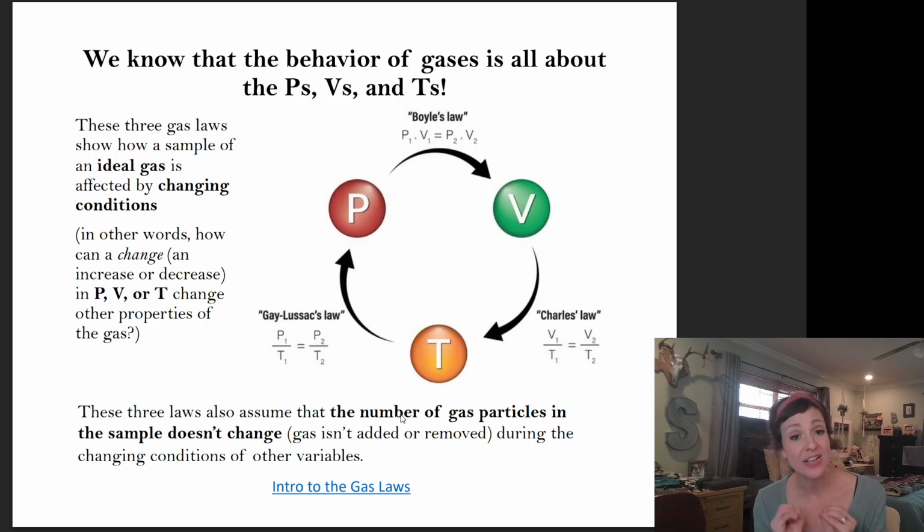Now, these three gas laws, I also said, show how the gas is affected over changing conditions. One thing you will consistently see is that these equations have ones on this side and twos on this side. So the one situation represents the initial conditions of the gas, and the side that has the twos represents how those conditions have changed over time. Okay, so this gives us the ability to increase or decrease some of these values and see how it affects some of the other properties of that gas.